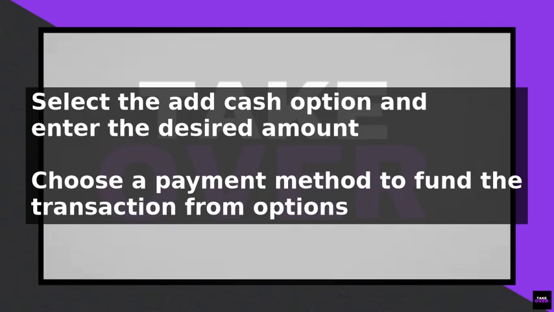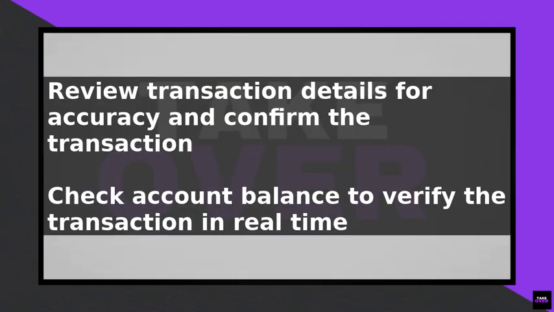Once you have selected a payment method, review the transaction details to ensure everything is accurate. Check the amount, payment method, and any applicable fees before confirming the transaction. After confirming the transaction, the funds will be added to your Cash App account. You can verify the transaction by checking your account balance, which will be updated in real time.